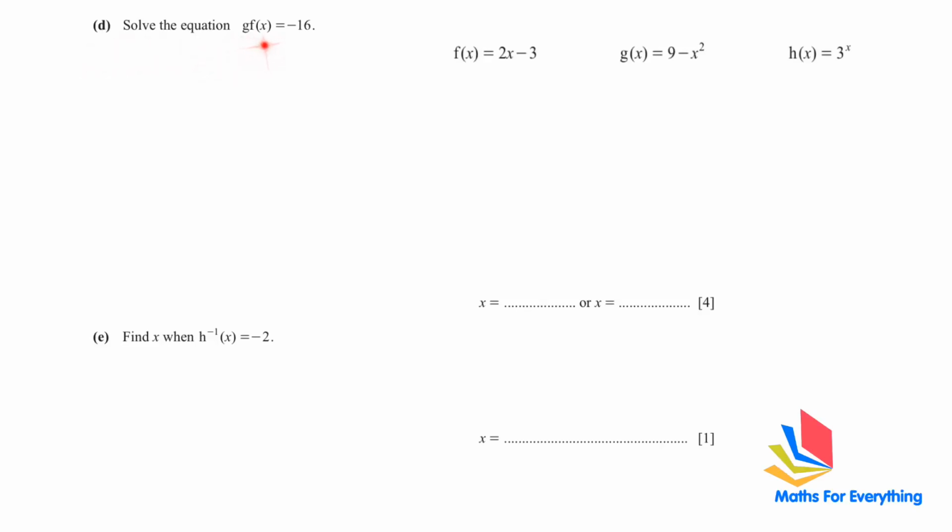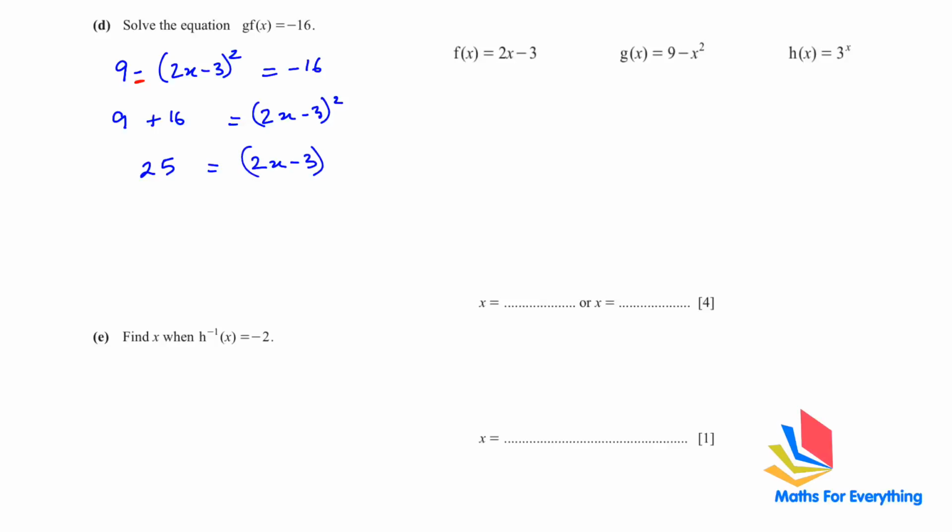Part D, solve the equation g of f of x is equal to negative 16. So this is g of x. In place of x, we'll substitute 2x minus 3. Therefore, 9 minus 2x minus 3 square is equal to negative 16. We can solve it, bring the negative 16 here, it will become positive 16, and the 2x minus 3 bring to the other side. This is negative, so this will become positive now. 9 plus 16 is 25 is equal to 2x minus 3 to the power of 2.